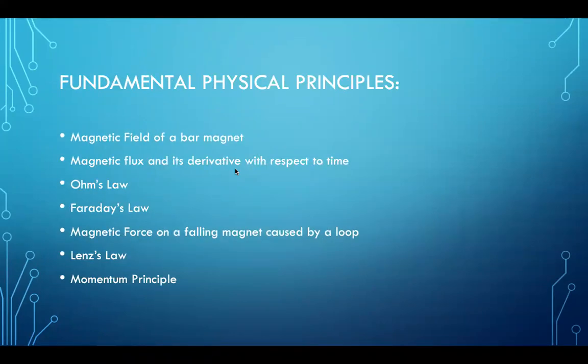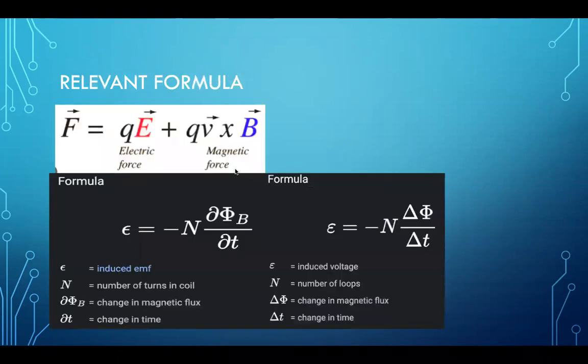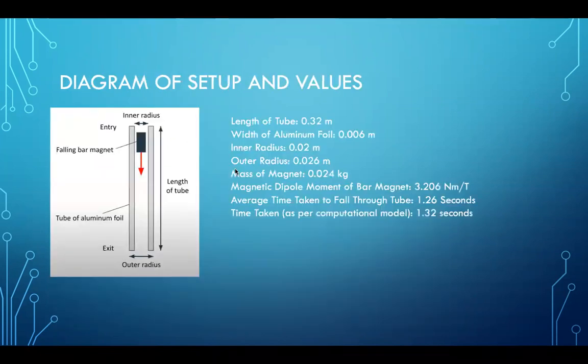Here are the fundamental physical principles. We have the magnetic field of a bar magnet, magnetic flux and its derivative with respect to time, Ohm's law, Faraday's law, magnetic force on a falling magnet caused by a loop, Lenz's law, and momentum principle. Here are relevant formulas. As you can see, we have Lenz's law, Ohm's law, and the magnetic field and magnetic force law. Here's a diagram of the setup and the values of the setup.